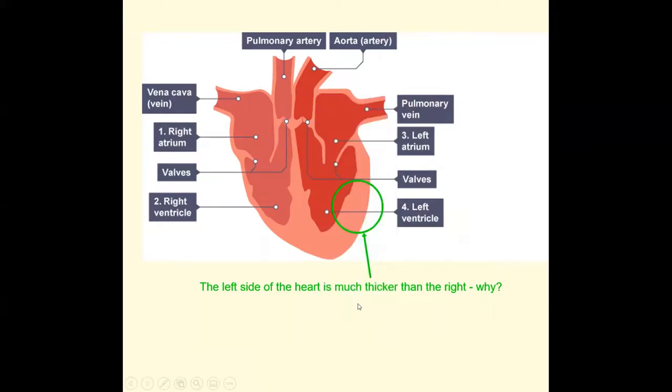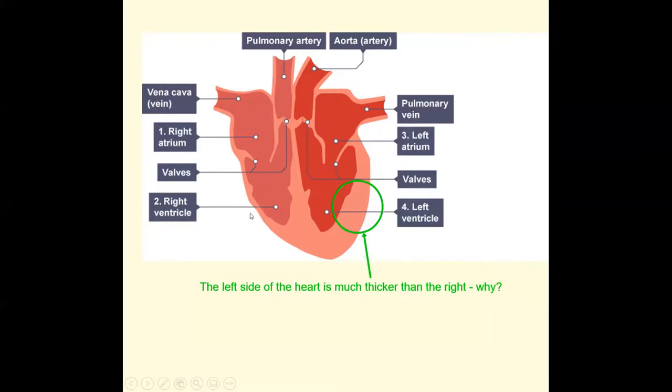Now, one thing that you'll notice here as well is we've got this question here. The left side of the heart is much thicker than the right side of the heart. Why is that? Have a little think about that. Okay, the reason why this side is thicker. Think about where each side of the heart is actually pumping blood to. So the right side of the heart is only having to pump blood as far as the lungs. And there's lungs right next to the heart. They're on either side of the heart. So it's not really having to pump the blood very far to reach its destination.